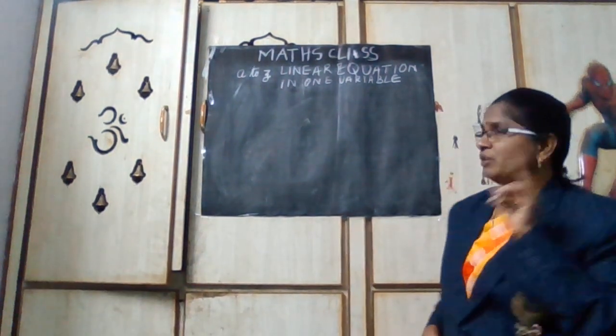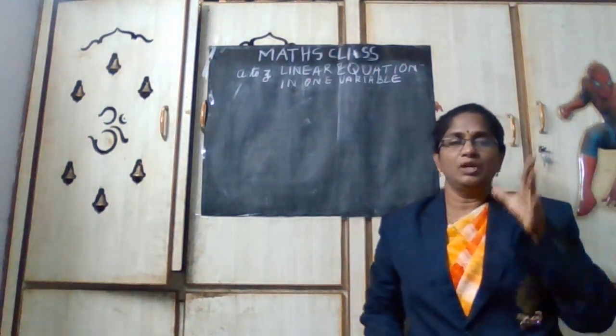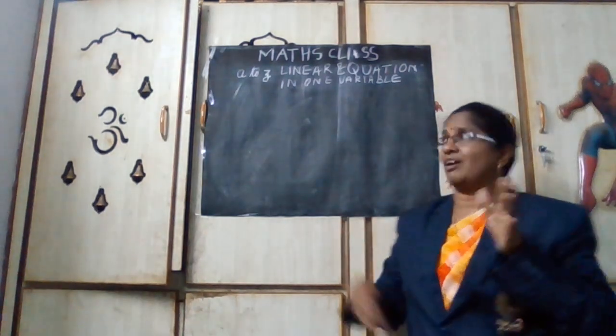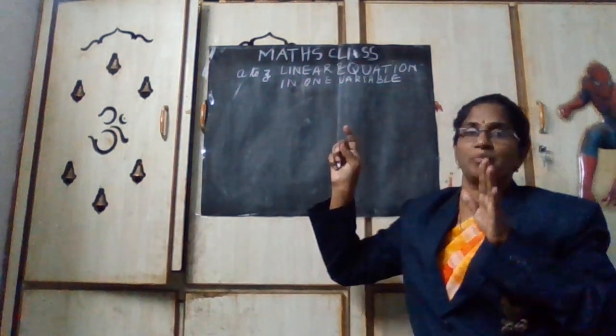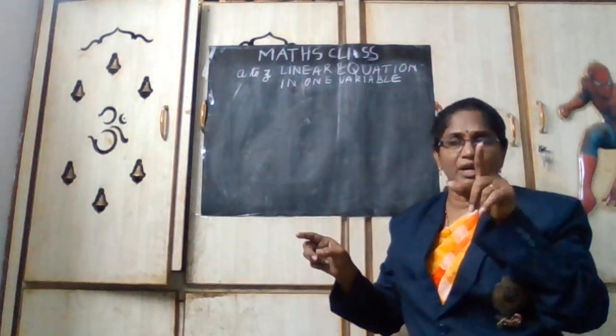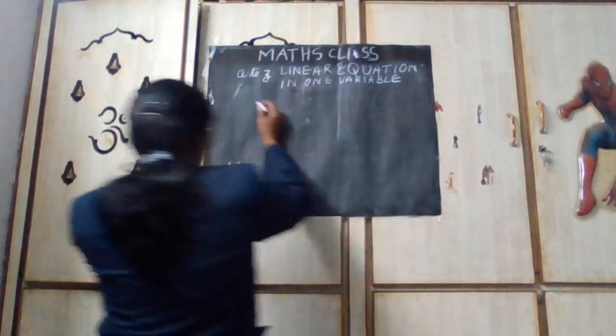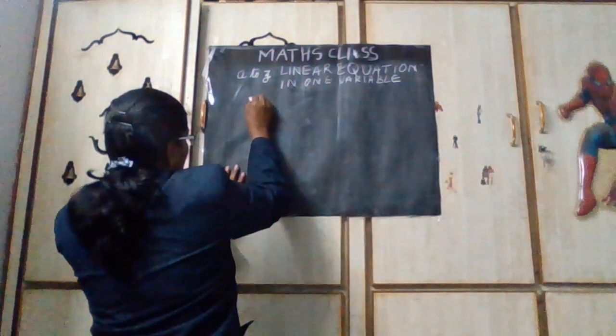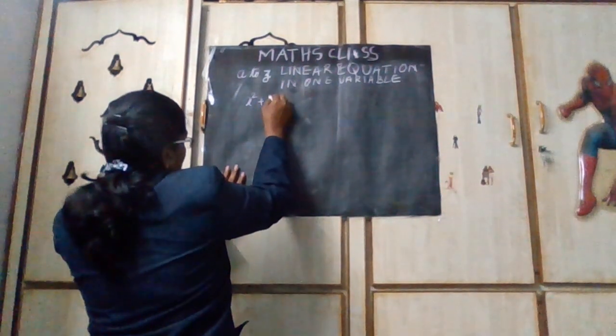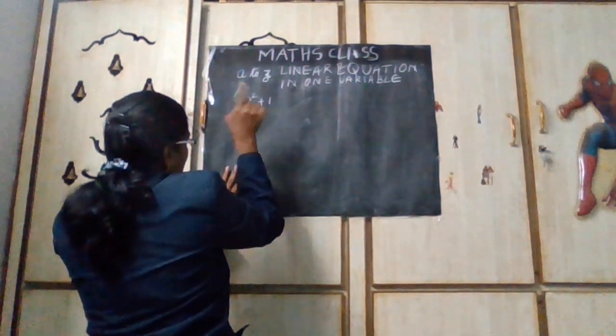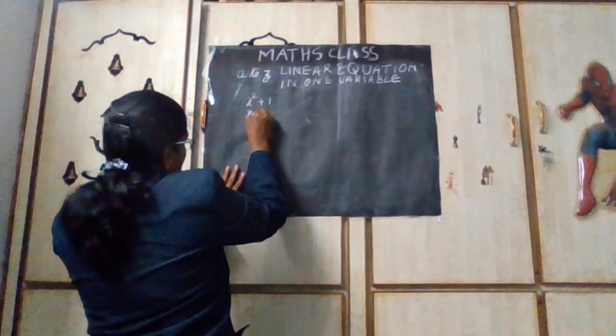Only one variable is used, and that too the degree should be 1. That is called a linear equation. Degree is nothing but the power of the variable, which should be 1. Remember, children, the power of the variable should be 1. I am writing some mathematical expressions here with one variable. You see.